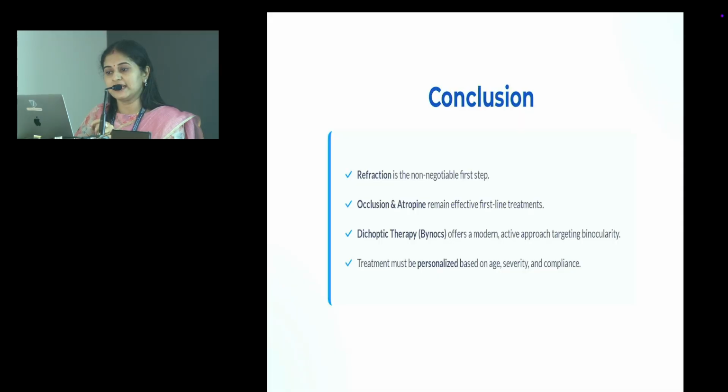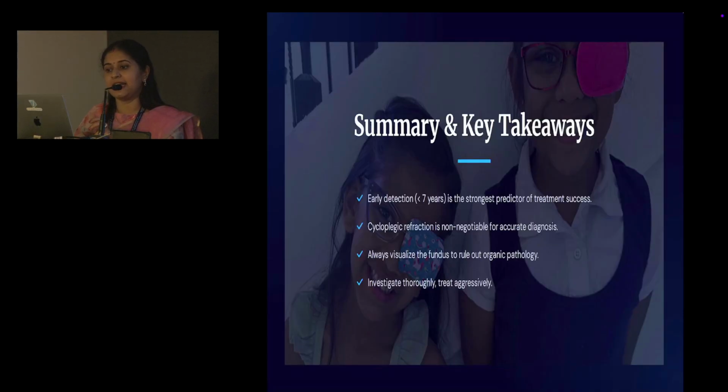And so, conclusion: occlusion and atropine remain the effective first-line treatments. Treatment should be personalized based on age, severity, and compliance. Early detection, that is less than 7 years, is the strongest predictor of treatment success. And always visualize the fundus to rule out organic pathology, investigate thoroughly, and treat aggressively.